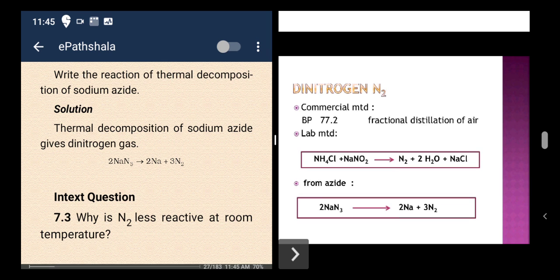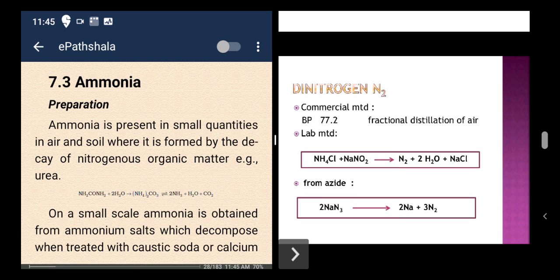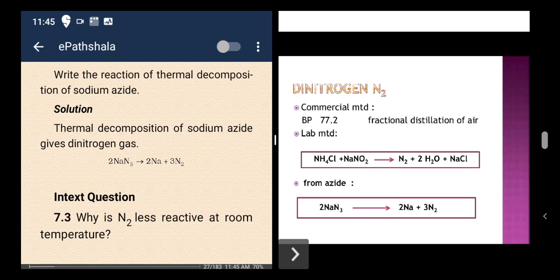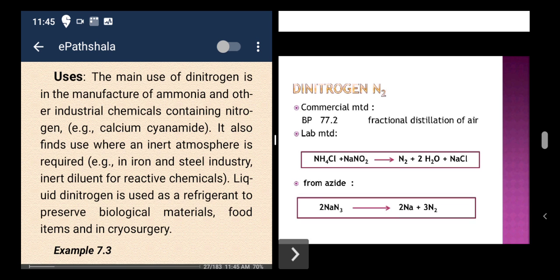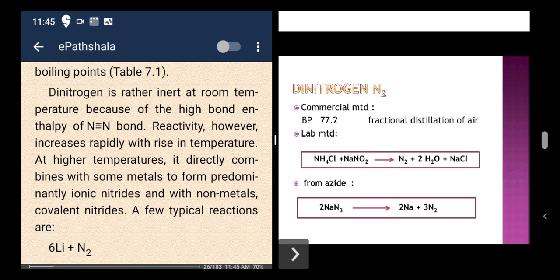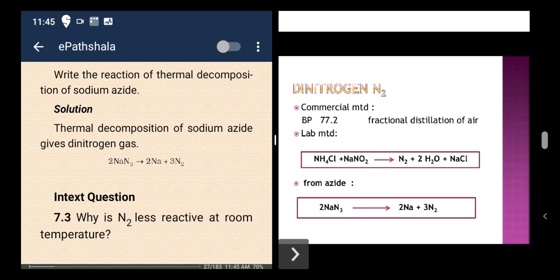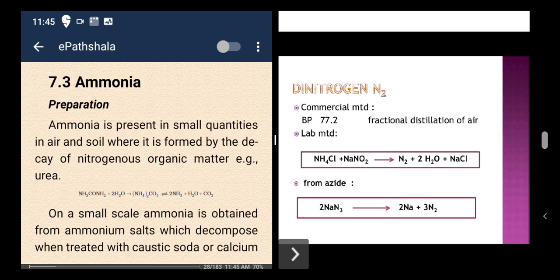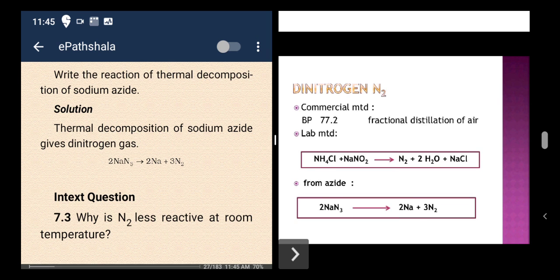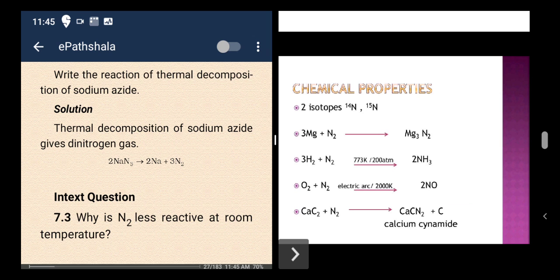Why is N2 less reactive at room temperature? That is also one of the questions given here. Why is it very less reactive at room temperature? The answer for that is given here. It is inert at room temperature because of the high bond enthalpy of the nitrogen-nitrogen triple bond. So that is the answer for this, and you can go through those things, how it can be prepared.